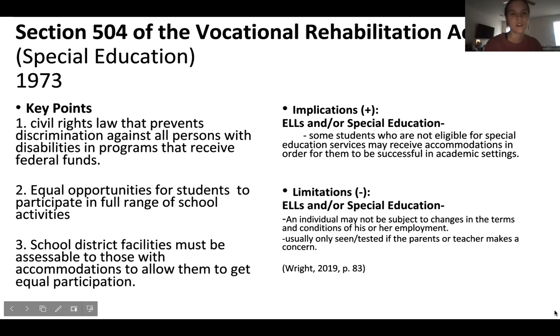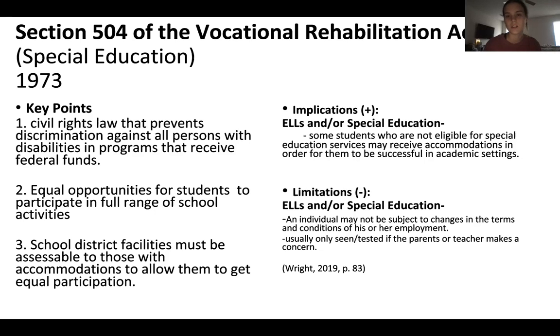This is Section 504 of the Vocational Rehabilitation Act. This is a special education case, and it was in 1973. The key points are that it is a civil rights law that prevents discrimination against all persons with disabilities in programs that receive federal funds. It gives students equal opportunities to participate in the full range of school activities, and school district facilities must be accessible, with accommodations to allow equal participation.